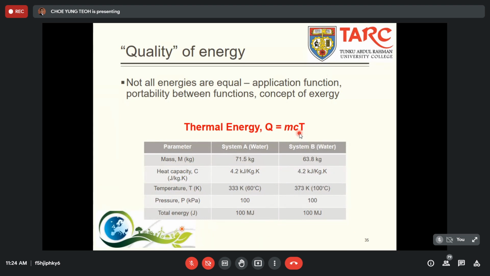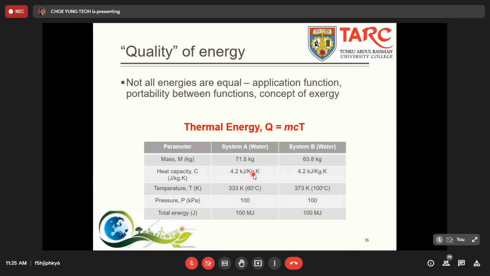Specific heat capacity of water refers to how much energy is needed. Let's say the heat capacity of water is 4.2 kilojoule per kg Kelvin. In other words, I need to supply 4.2 kilojoule of energy to increase the temperature of water by 1 Kelvin. Okay, so this is the meaning, right? I need 4.2 kilojoule to increase 1 kg of water by 1 degree Celsius. So it's 4.2. This is called specific heat capacity.